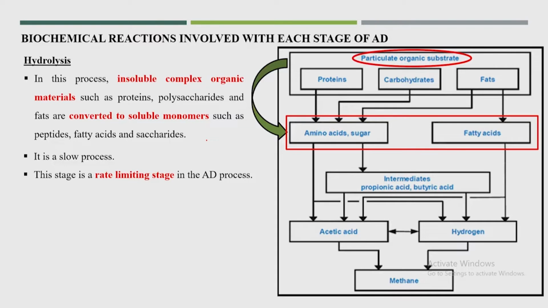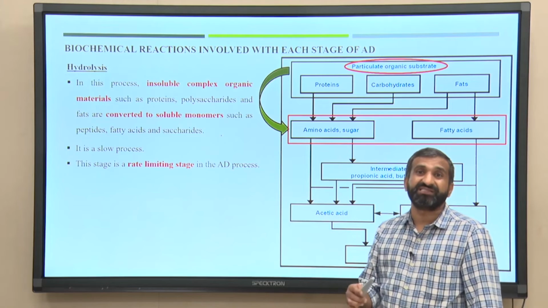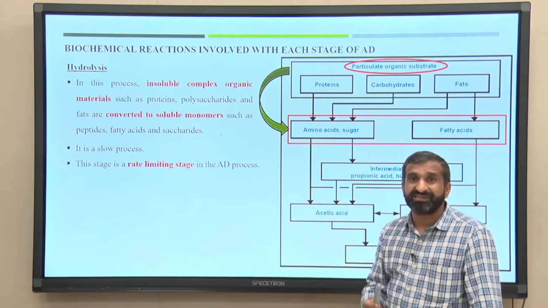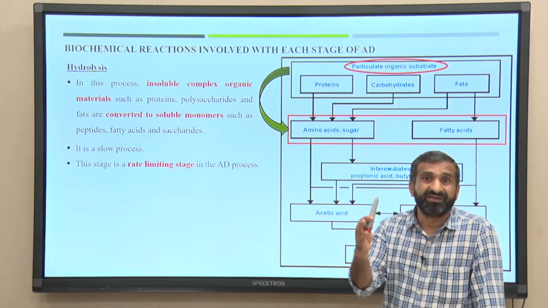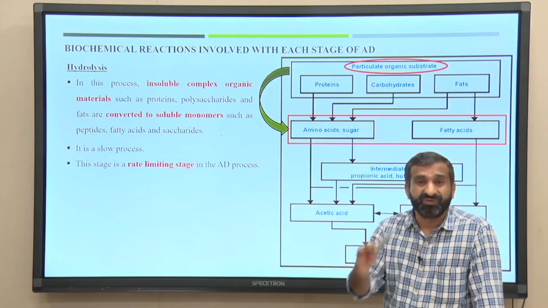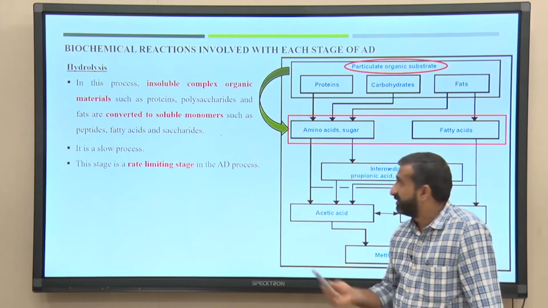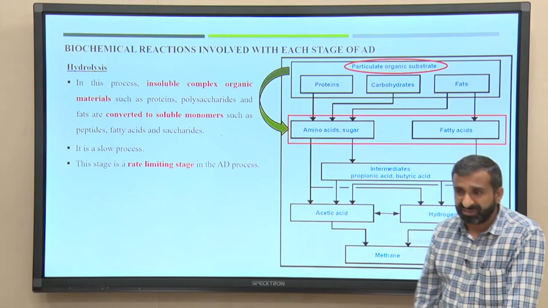This is very important to know, which stage is the rate limiting stage in the anaerobic process, and if you know the rate limiting stage, we can work more on it, or find different solutions for it. So, hydrolysis is the rate limiting stage in the anaerobic process.